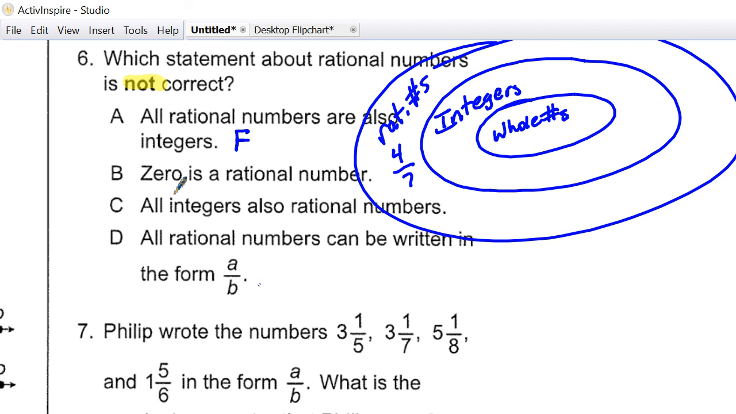0 is a rational number. Well, 0 is a whole number, and anything that's a whole number would also be inside the integer circle and also inside the rational number circle. So B is actually true. I'm going to put a T there for true. C says all integers are also rational numbers. So integers are things like -7 or +7. Both of those numbers are inside the rational number circle. That is true. And D, all rational numbers can be written in the form of A over B. That's the definition of a rational number. Anything that can be written as a fraction where B is not equal to 0 is a rational number, so that is true. So if B, C, and D are true, then A is the only false statement, so the correct answer to number 6 is A.